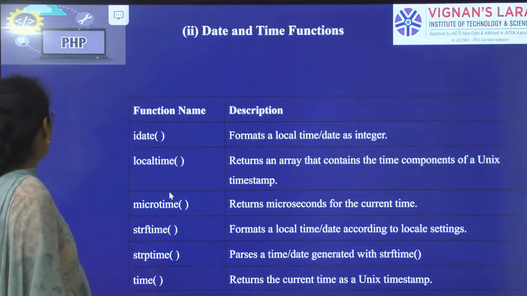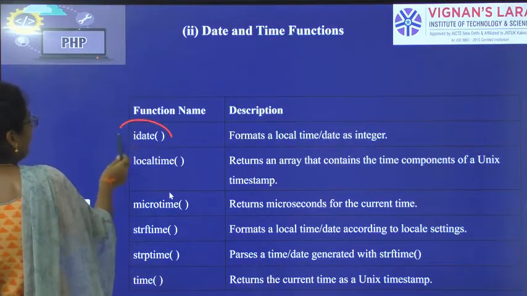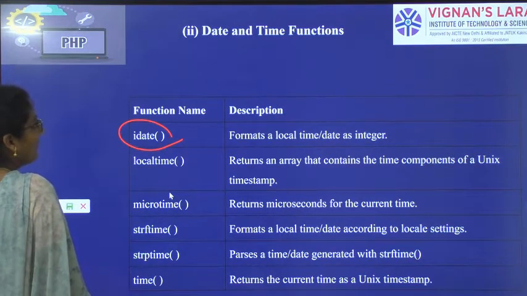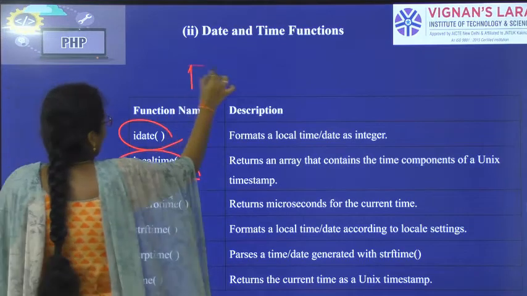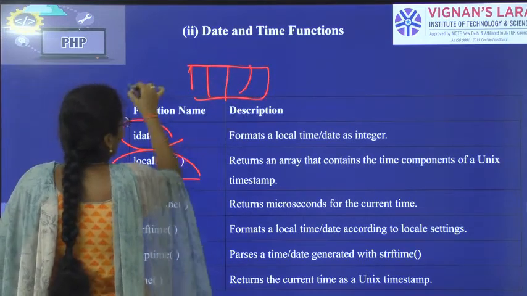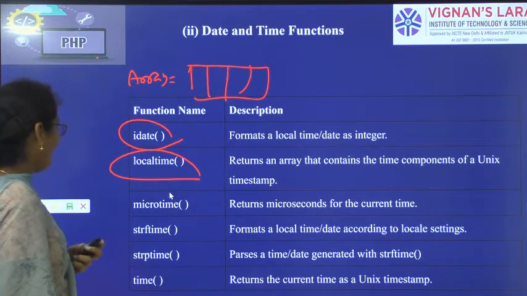So let us see some more date and time functions. The idate function is used to format a local time and date as an integer. The localtime function will return an array. In that array, we will have the components of the Unix timestamp.